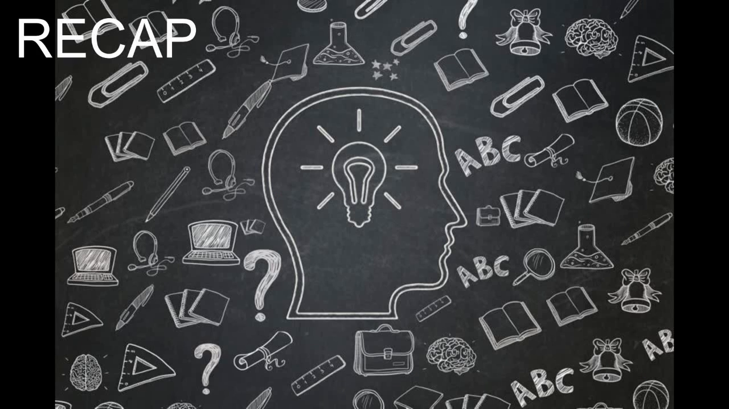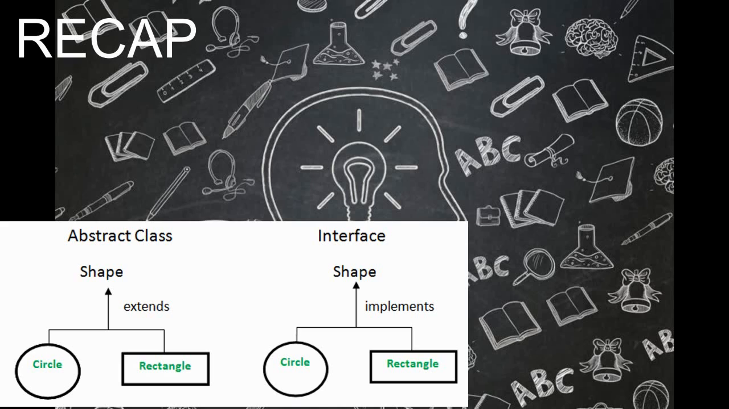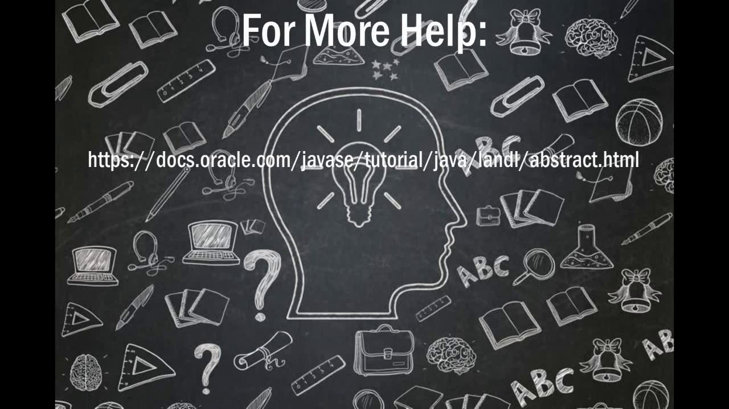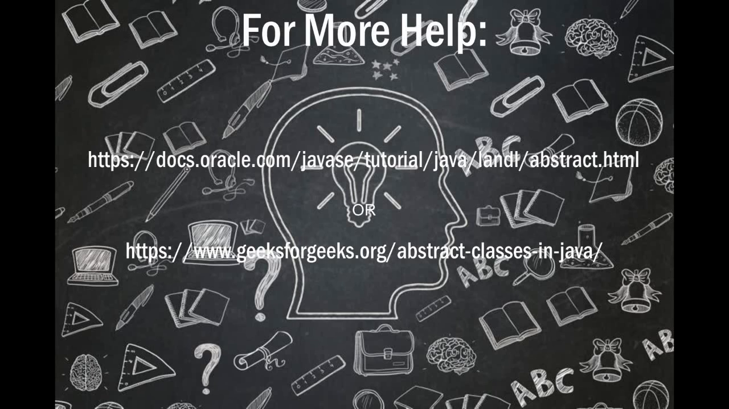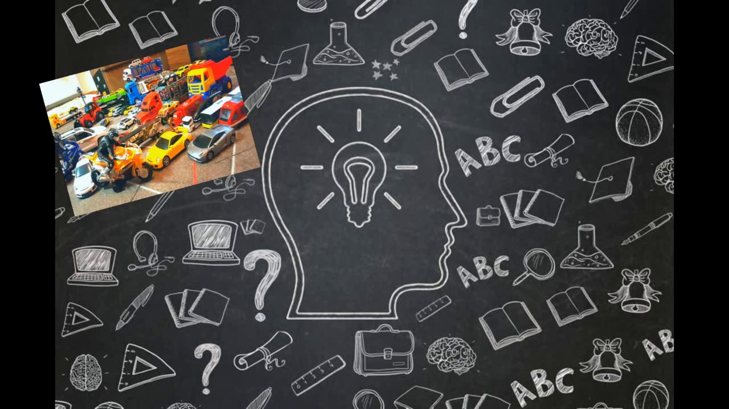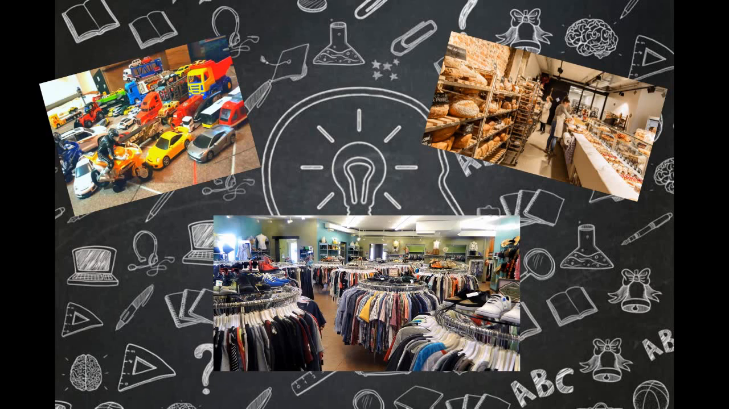Just to recap what we've learned today, we've learned how to use abstract classes and interfaces to better organize our code, and the basics of how sub and superclasses work as well. For more help, visit www.docs.oracle.com/java.se/tutorial/landl/abstract.html or www.geeksforgeeks.org/abstract-classes-in-java. Now you've organized your toys and lost two separate jobs, you now know how to use abstract classes and interfaces.